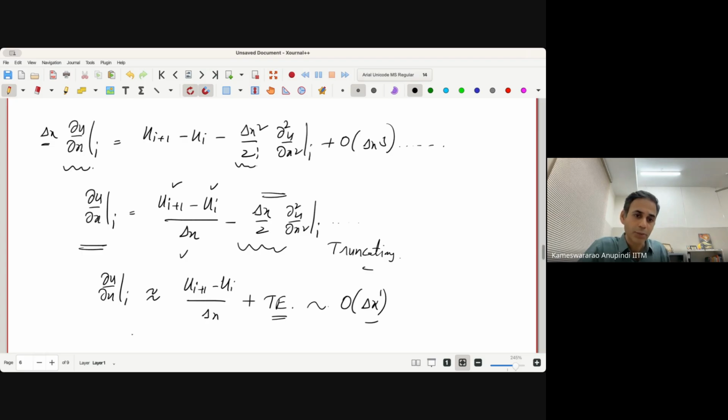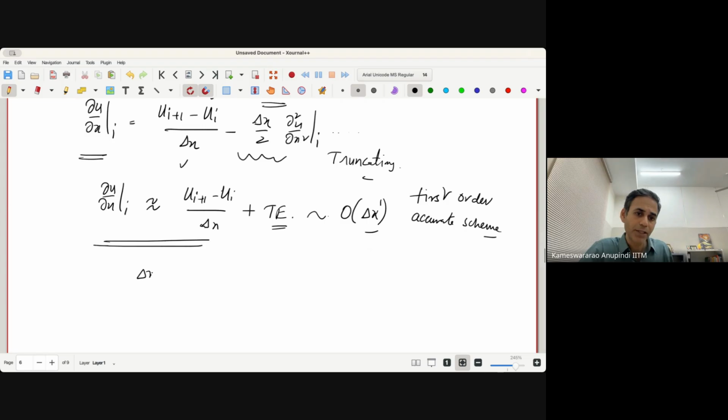So as a result, this particular scheme, which is dou u dou x at i equals u i plus 1 minus u i by delta x, is known as a first order accurate scheme. Meaning if I make my mesh half of the delta x, the truncation error is only going to become half of what it was before, because the truncation error goes as order delta x. That is a consequence of a first order accurate scheme.